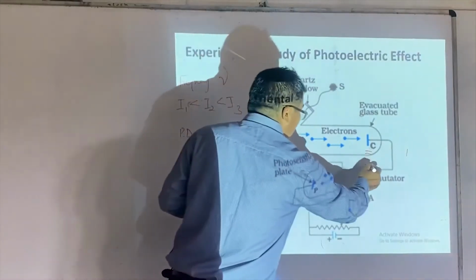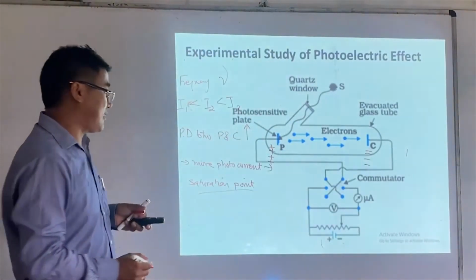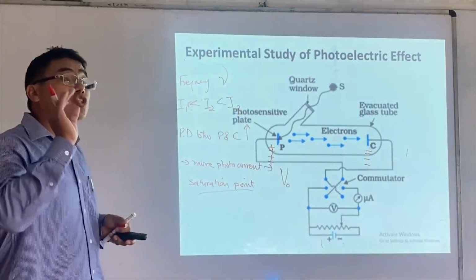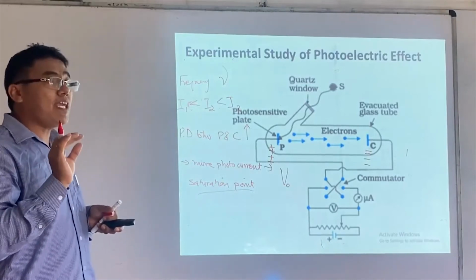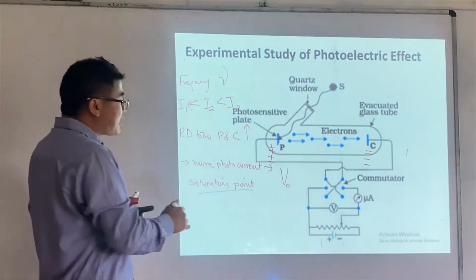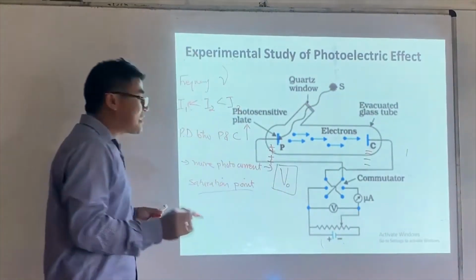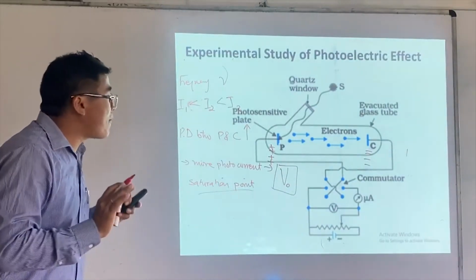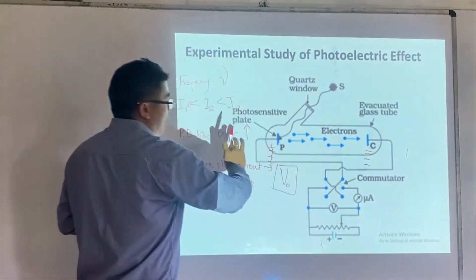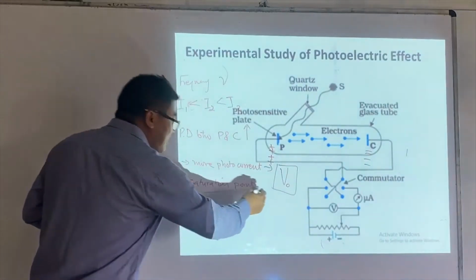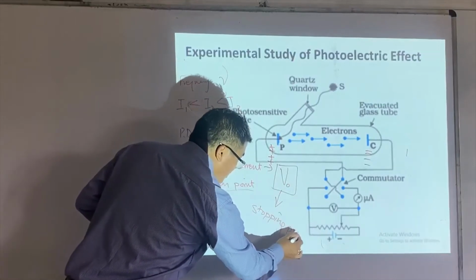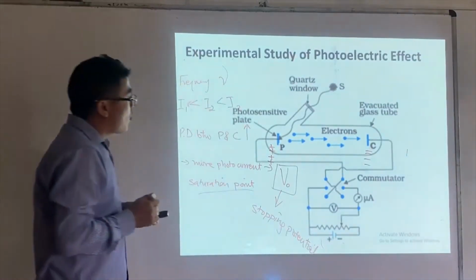Now I further increase the potential, and let's say this potential is V0, which could stop even the strongest electrons from P reaching C. Once you reach that potential, no electron from P is able to reach C. This potential is what we call the stopping potential.